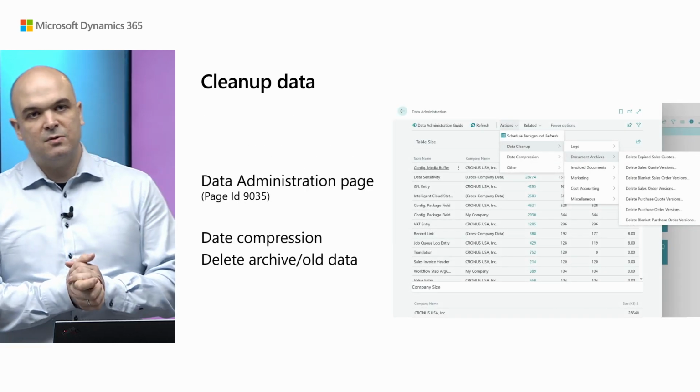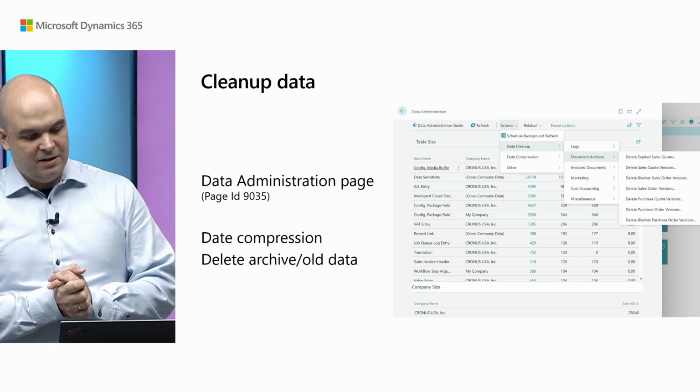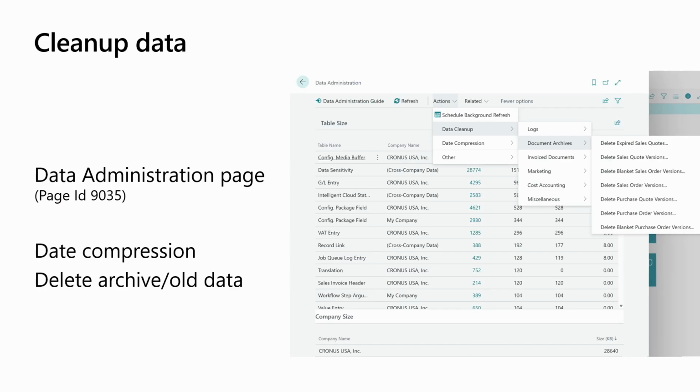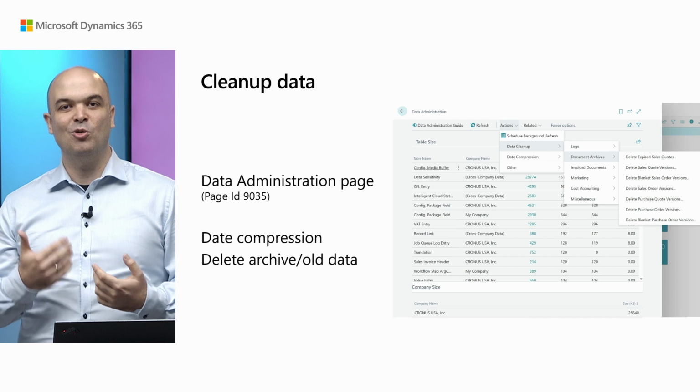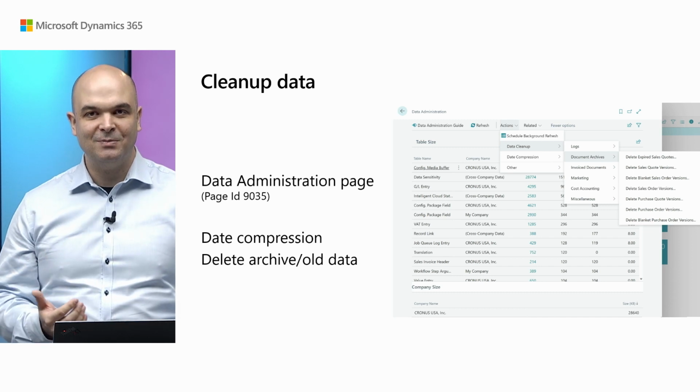Second thing that you can use for cleaning up the data are the data compression and archiving reports that we have in the product. We have a page which is called Data Administration page, and it has ID 9035. And here we have basically put all of the reports that you can use for data cleanup or data compression. So it's good, so you get an overview of which reports are there.